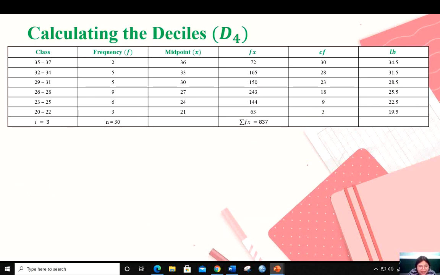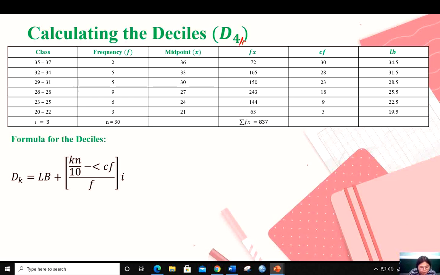So, we're asked for the D sub 4. Okay po, this is our formula for the decile. Lower boundary plus the product of kn all over 10, kasi decile na tayo, minus less than cf all over the frequency, multiply them by the interval.